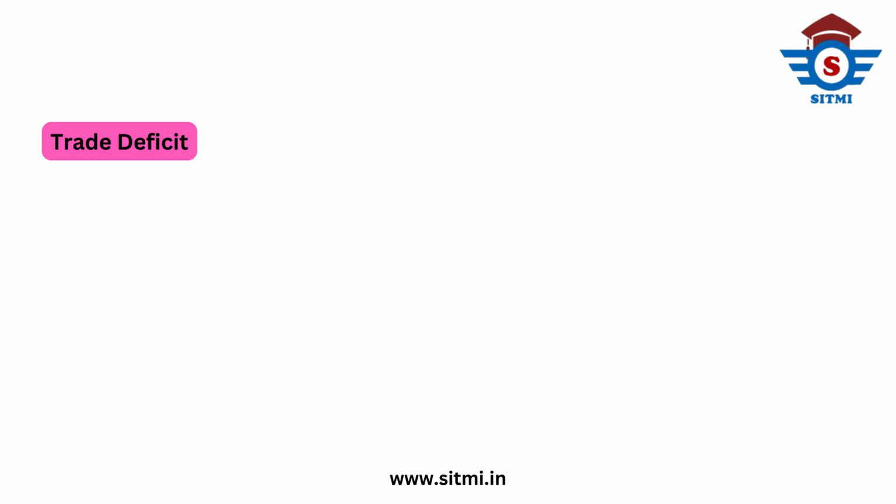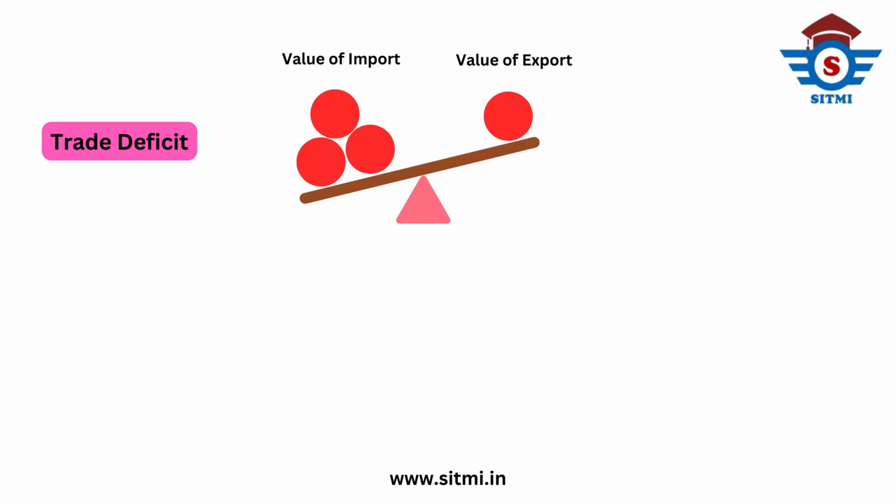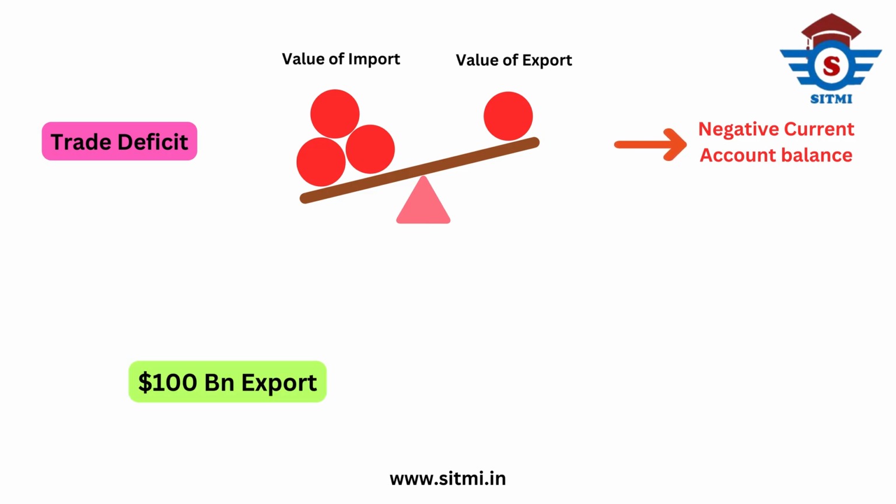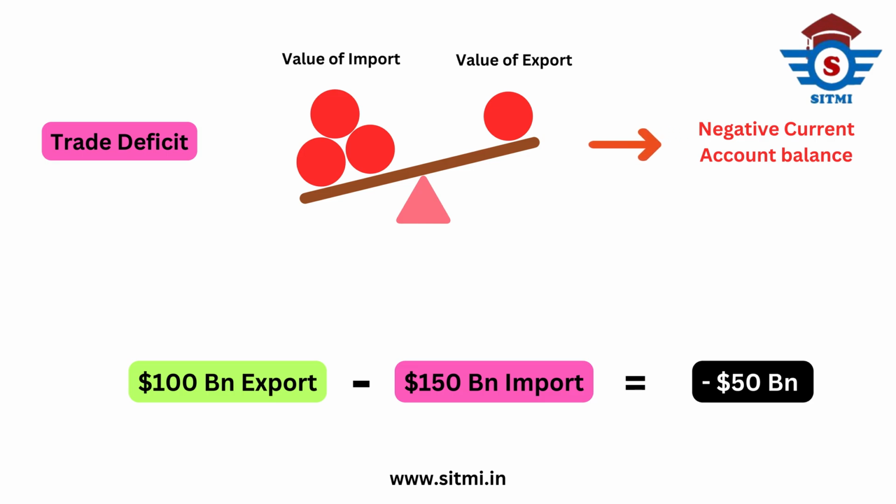On the other hand, trade deficit occurs when the value of a country's imports exceeds the value of its exports. This results in a negative current account balance, indicating that the country is importing more than it is exporting. For example, suppose if a particular country exports $100 billion worth of goods and services but imports $150 billion of goods and services, then the current account balance for that country would be minus $50 billion, indicating a trade deficit.